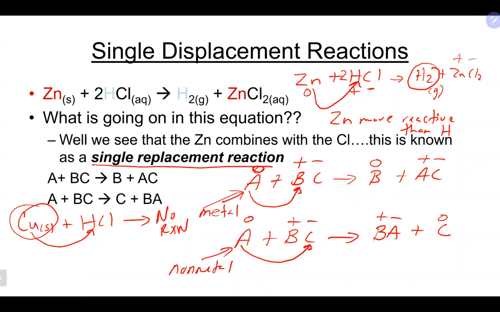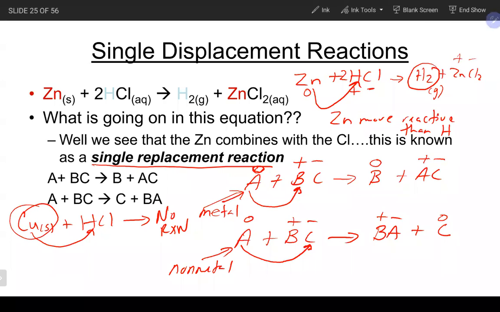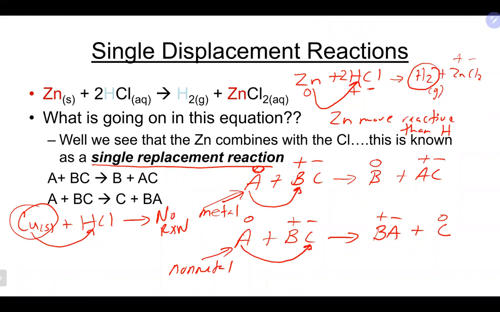Now, this is a single replacement reaction. Basically, something by itself, either a metal or non-metal, not combined with anything, plus something that's ionic, a positive, negative guy. That is the classic setup for a single replacement reaction. This is also still, we can't get away from it, a redox reaction that's taking place.